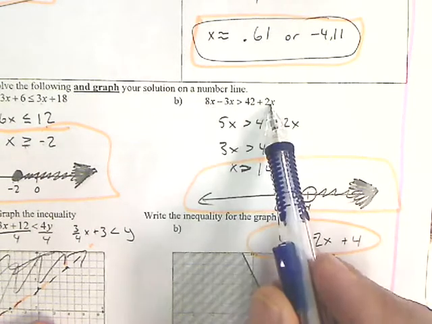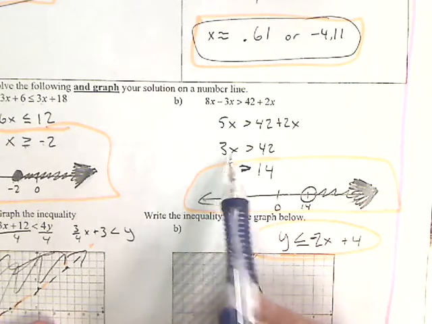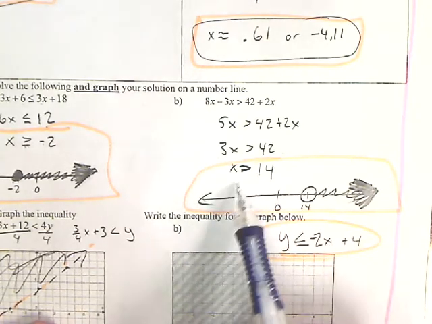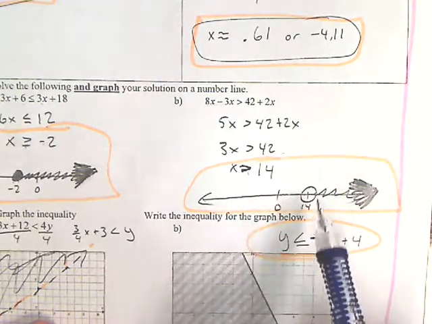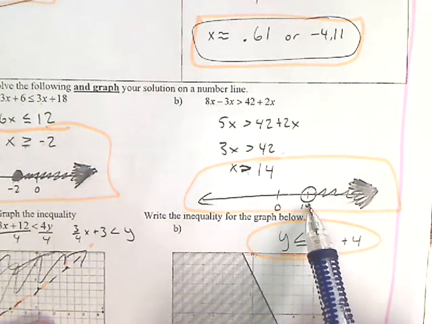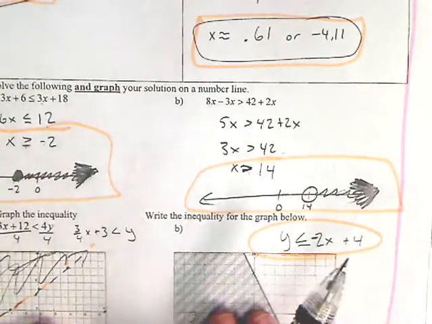Combine like terms, subtract 2x. That's how I get the 3x. Divide by 3, the inequality stays the same because it wasn't a negative. Open circle because it's not equal to. And x is greater, so it's all the numbers that are greater.